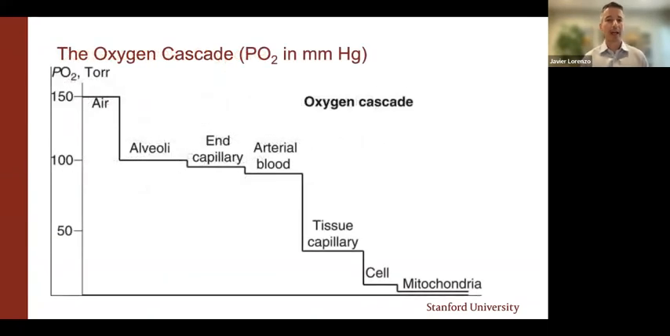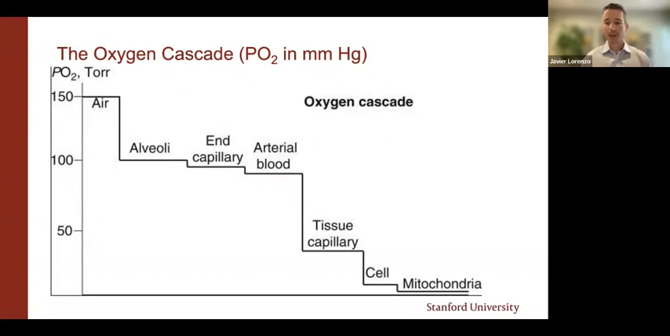All right, so you're looking at the oxygen cascade, which is essentially a little bit of a distance travel, an oxygen molecule going all the way from air, assuming you're at sea level, all the way down into the mitochondria. So it's the drop in oxygen tension as you enter many of these different compartments. So we know that 21% of our air is oxygen.